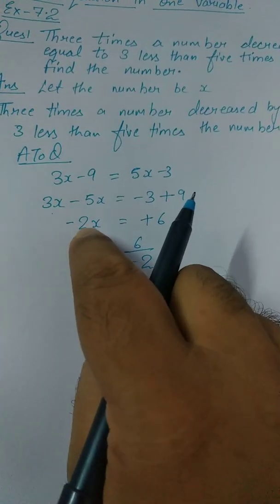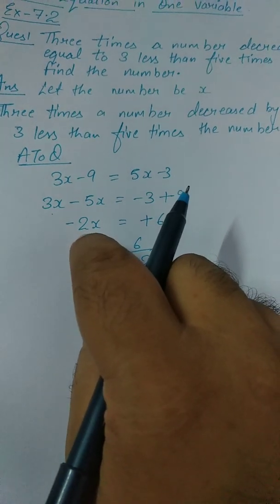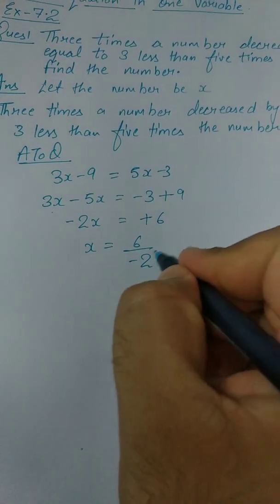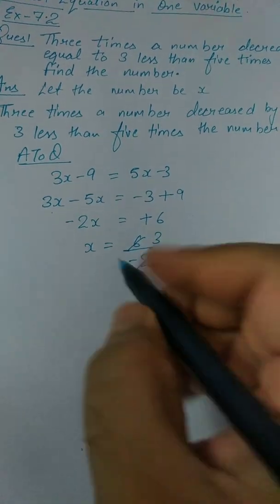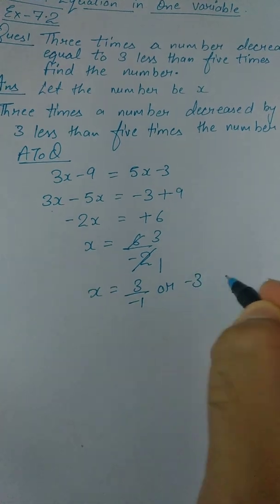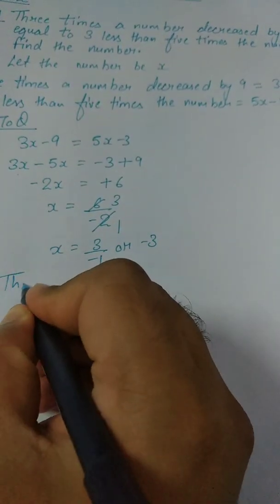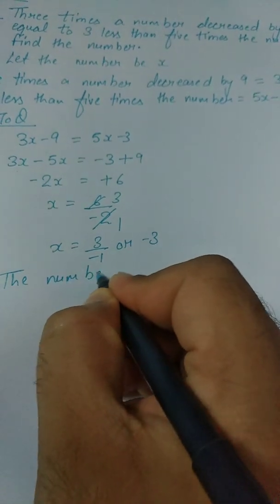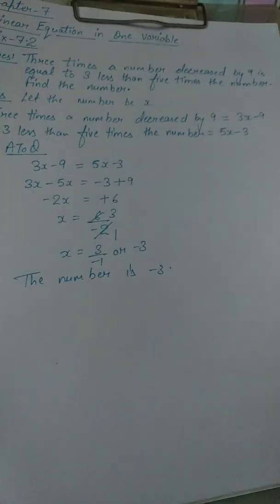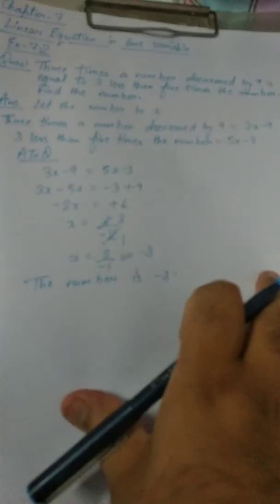In LHS minus 2 is a multiplication में. When I shift it to the RHS it changes to the division. So 2 1s are 2, 2 3s are 6. x is equivalent to 3 upon minus 1, or we can say that minus 3. Is that clear? Now the number is minus 3. Clear? I hope it is clear to all of you.